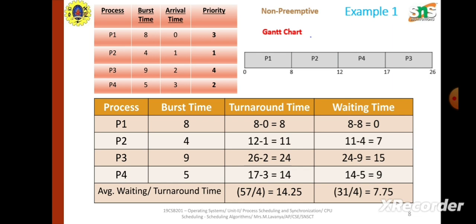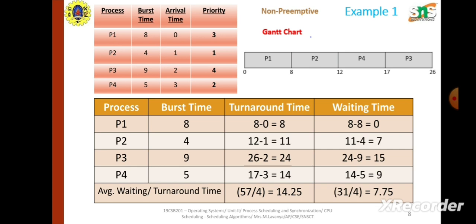For calculating the waiting time, the formula we are using is waiting time equal to turnaround time minus burst time. So for process P1, its turnaround time 8 minus its burst time 8 equal to 0 is the waiting time of process P1. For process P2, turnaround time 11 minus its burst time 4 equal to 7 is the waiting time of process P2. Then for process P3, its turnaround time 24 minus its burst time 9 equal to 15 is the waiting time of process P3.